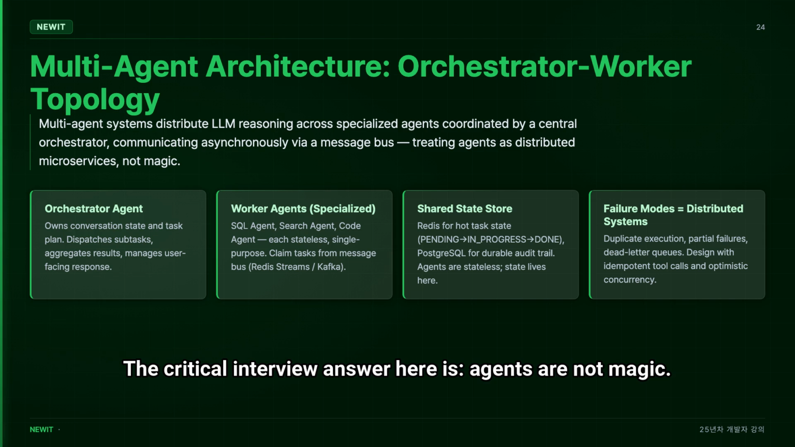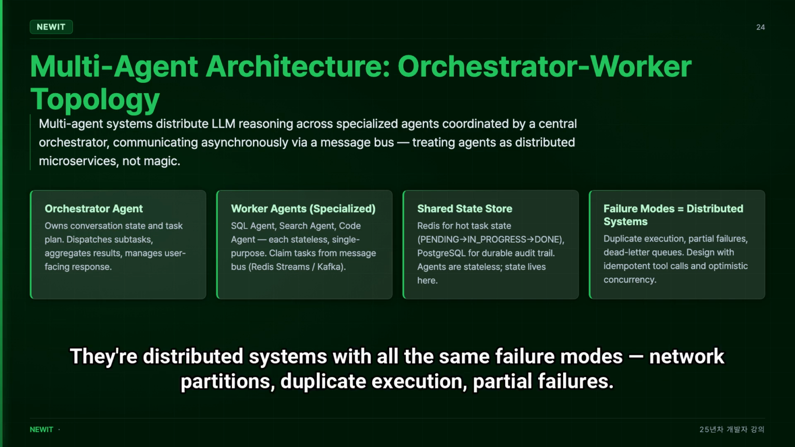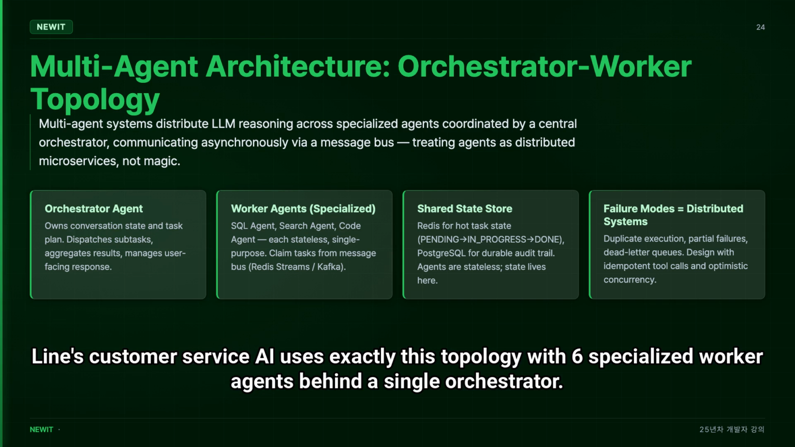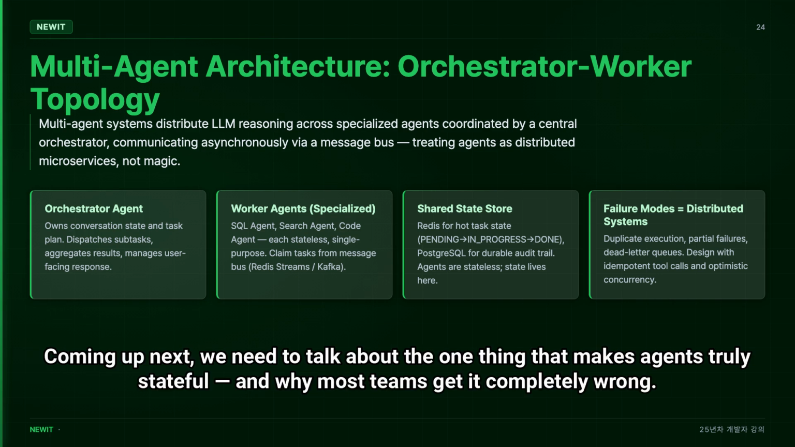The critical interview answer here is, agents are not magic. They're distributed systems with all the same failure modes: network partitions, duplicate execution, partial failures. Design them accordingly. LINE's customer service AI uses exactly this topology, with 6 specialized worker agents behind a single orchestrator. Coming up next, we need to talk about the one thing that makes agents truly stateful, and why most teams get it completely wrong.